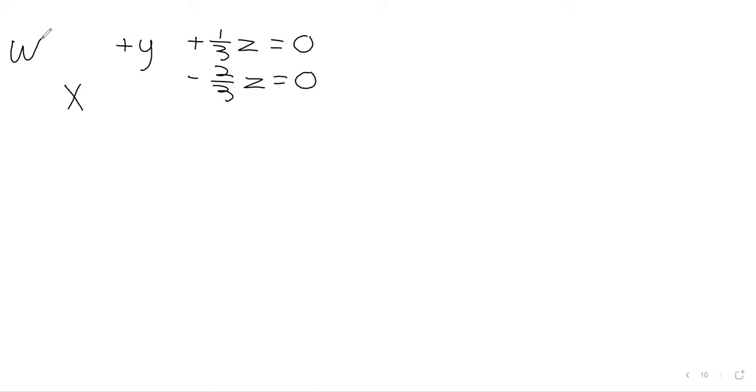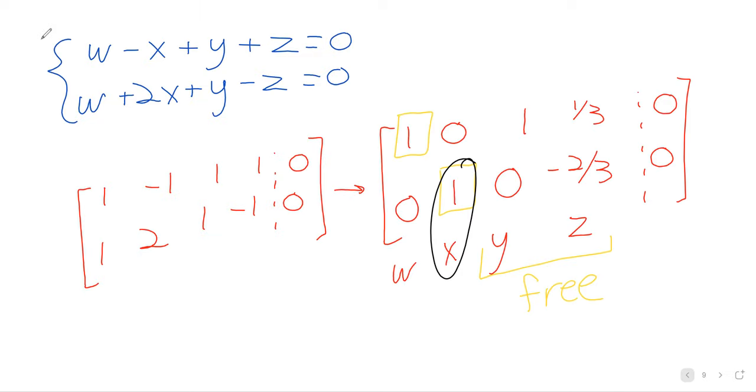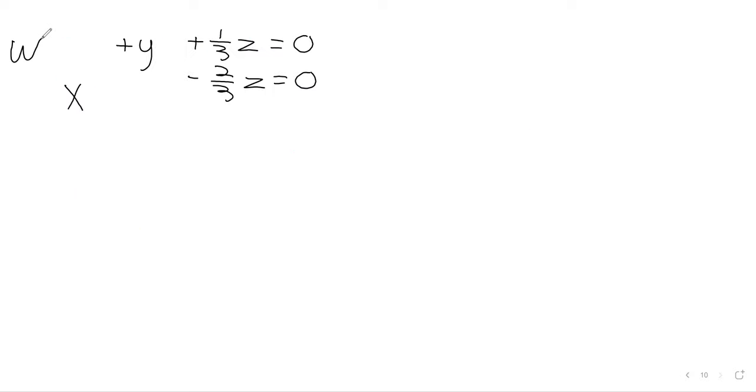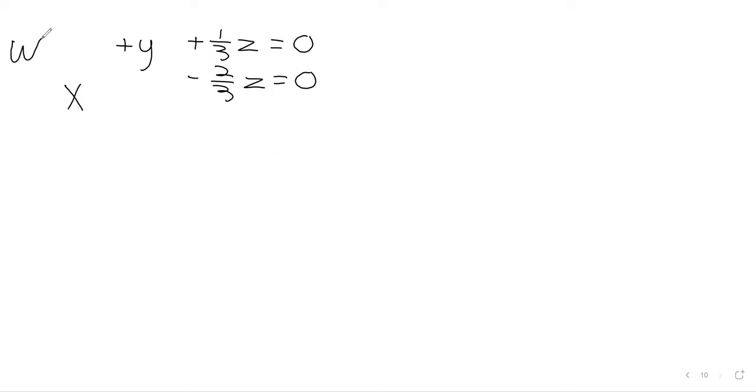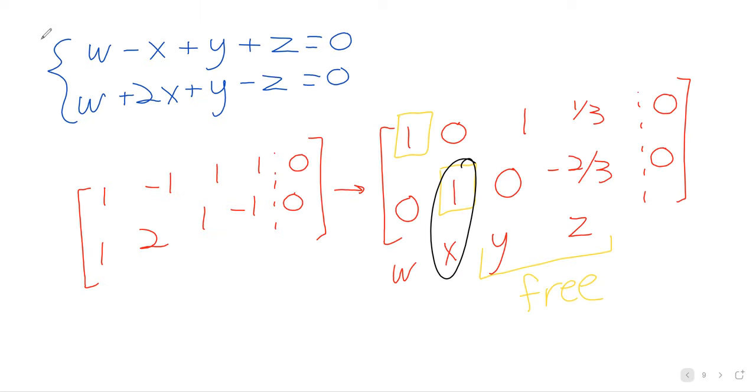Because I did make that mistake, let me just quickly verify. 1w, 1y, 1/3 z, 1x, 0y, negative 2/3 z. All right, so this time for real, we have written down the equations. And we don't even have the 0 equals 0 equations. We don't have anything at all for y and z.